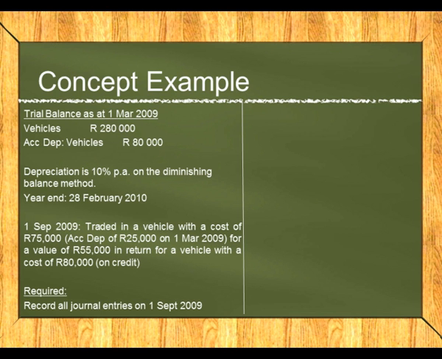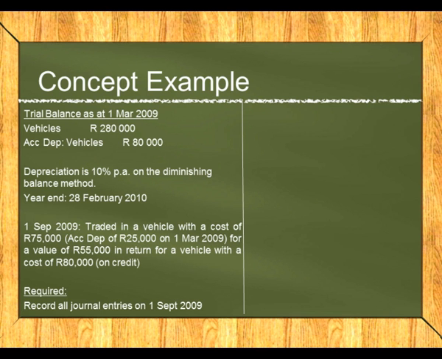On the 1st of September 2009, we traded in a vehicle with a cost of 75,000 and an accumulated depreciation of 25,000 on the 1st of March, for a value of 55,000, in return for a vehicle with a cost of 80,000, and that was on credit. Our requirement is to record all the journal entries on the 1st of September 2009.